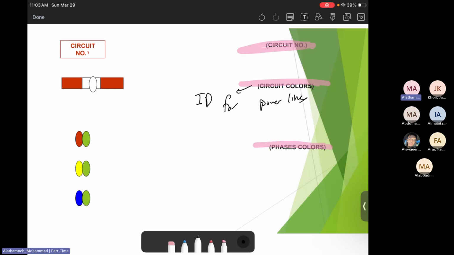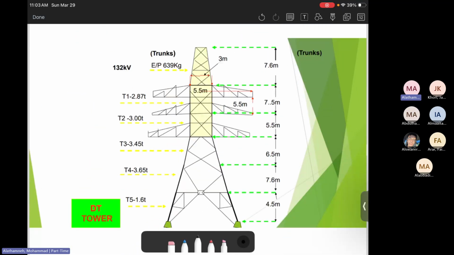Each power line has its own color. So for example, red, white, red is only associated with circuits connecting circuit number 1 between, for example, South Amman and Al Bayadir. This is mandatory. There is no other circuit sharing the same color code, so that's why we call it an ID. And the circuit number will say circuit number 1, circuit number 2 for the power lines.